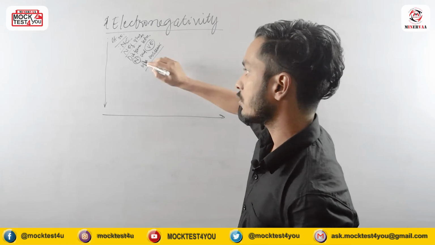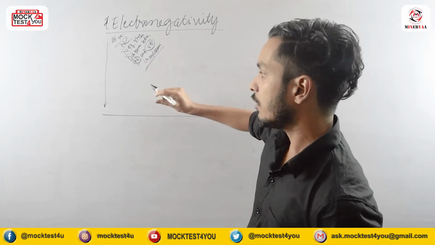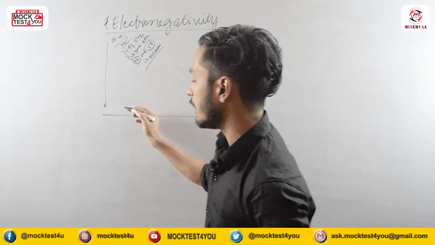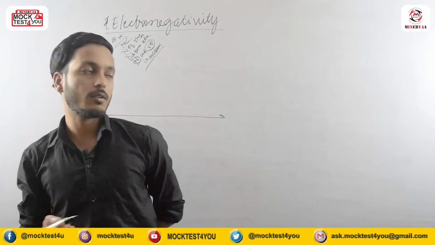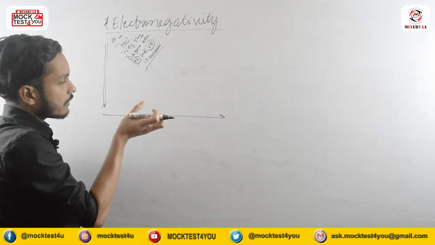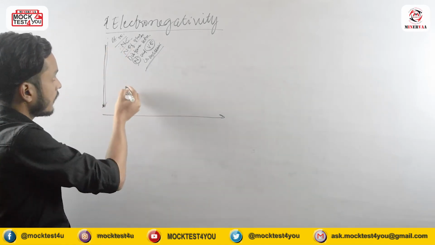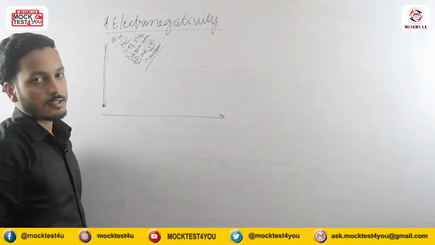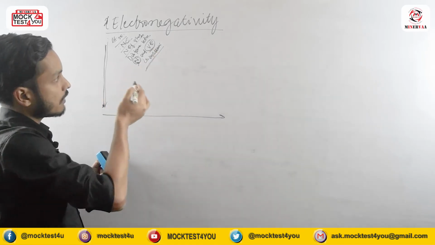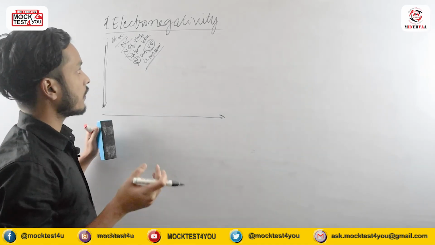Okay, the distance between the nucleus and the valence electron is also increasing. Then what will happen? It will become very difficult for the element to attract the shared pair of electrons towards itself, right? So when we are moving down the group, the distance between the nucleus and the valence electron is increasing. Then what will happen? Between the valence electron and the nucleus, there will be very little force of attraction, right?